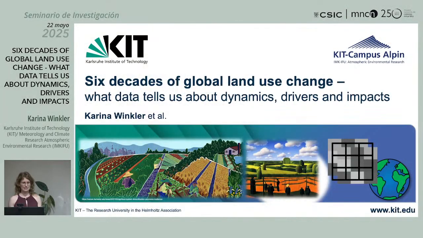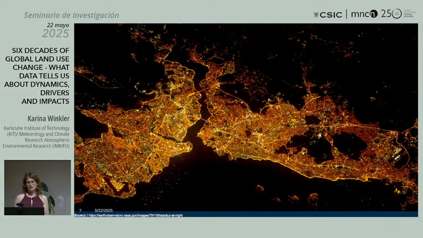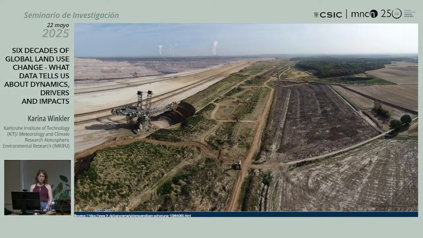Land use change can look like this. This is a very prominent picture of tropical deforestation for palm oil production in Indonesia. Land use change can also look like that. Urban expansion. This is a picture of Istanbul by night taken from the ISS. And land use change can also look like this. This is an example from Germany, from an open pit coal mine field. You can see it on the left in northwestern Germany.